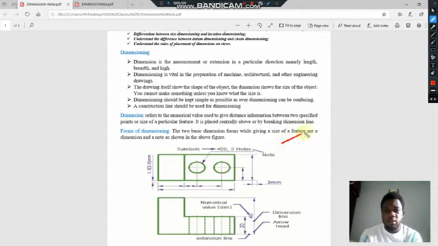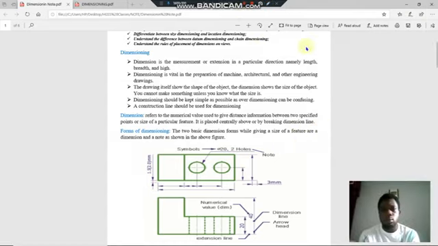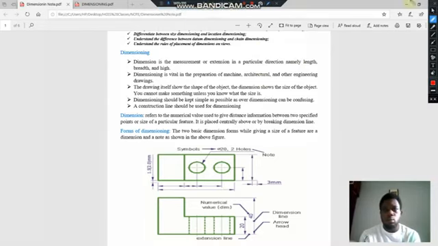If this is the measurement, then the measurement in this direction is what we call dimension, the numerical value in that direction. If the direction is like this, that is a dimension. The numerical value is what is referred to as dimension.